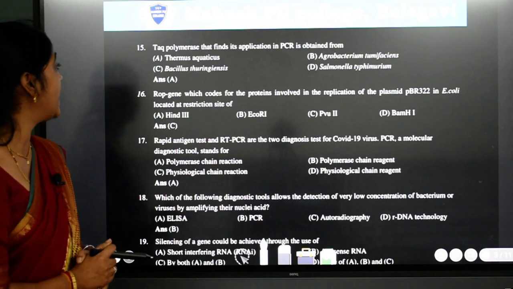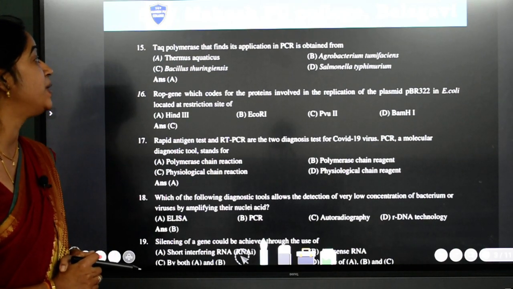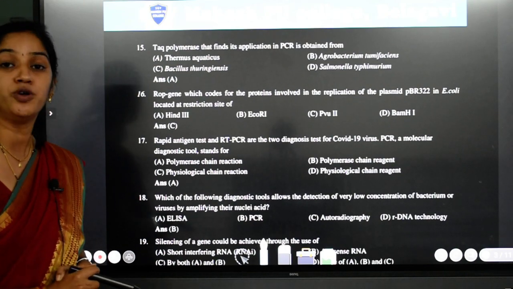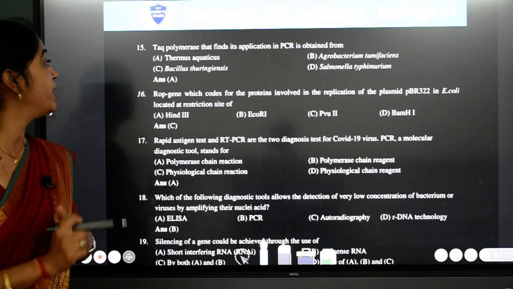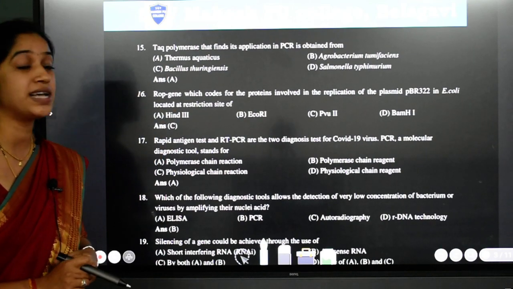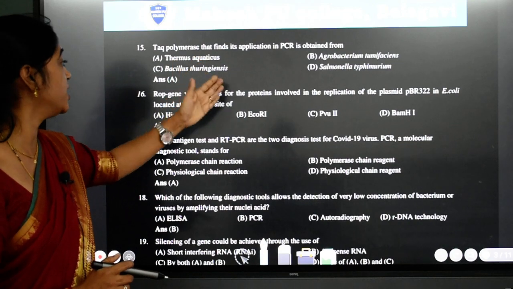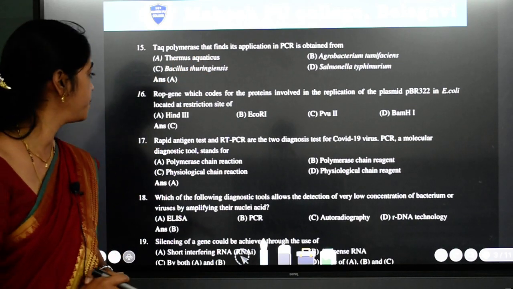15th one. Taq polymerase that finds its application in PCR is obtained from. See, here they are talking about a thermostable enzyme, that is nothing but Taq polymerase, and it is extracted from the bacterium known as Thermus aquaticus. So the answer is A.